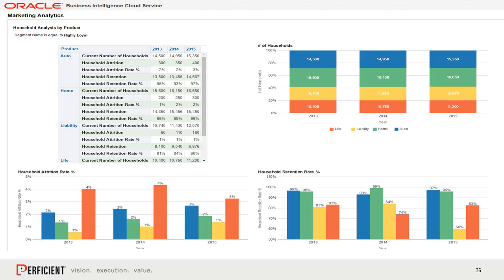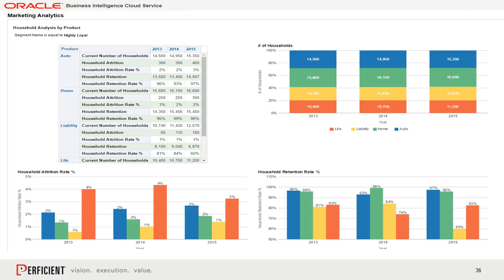Attrition and retention by product. Here is where we can detect underperforming groups of our customers and learn from what is working well with other groups to apply that insight into the less performing groups. For example, if I select the highly loyal segment and run this report, I get a trend of our households broken down by product. So I see most of the households within the highly loyal segment have either home or auto in blue and green. On the graphs below, I see the attrition and retention rates for those households to know which products are causing our customers to defect and which products are better able to retain them.